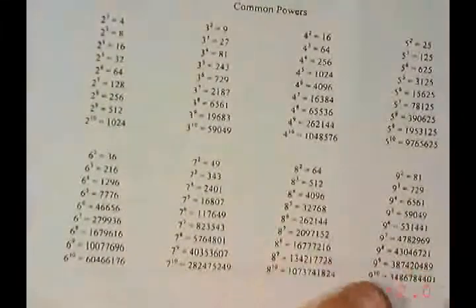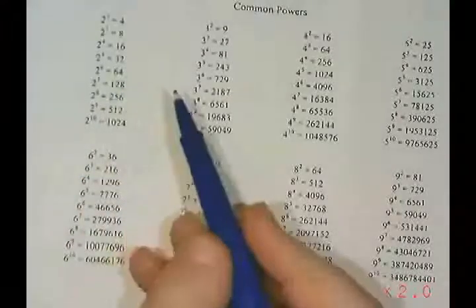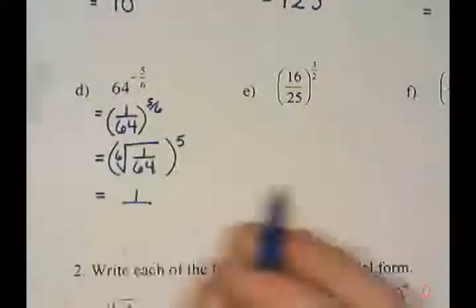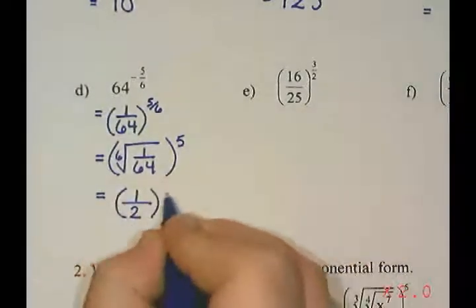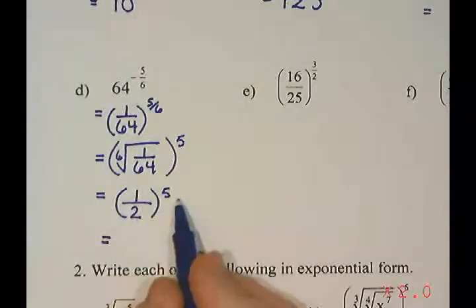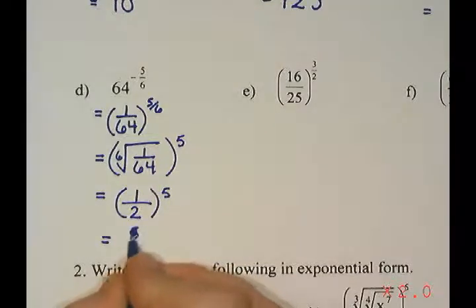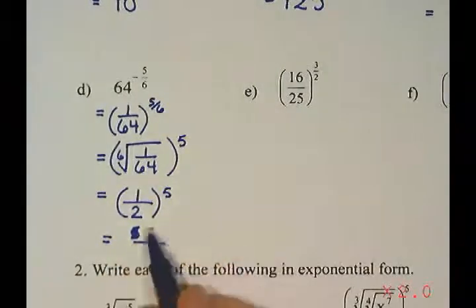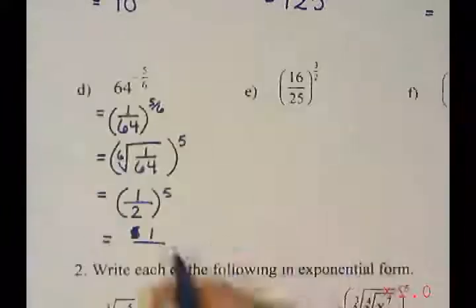Now the 6th root of 64, I'm going to take a look on my power sheet at the powers of 6, and I see that 2 to the power of 6 is 64, which means that this is going to be 2. The 6th root of 64 is 2, and then this is to the power of 5. To figure this out, we do 1 to the power of 5, which is 1. Sorry about that. And 2 to the power of 5, I can use my sheet, or you can use your calculator, but 2 to the power of 5 is 32.